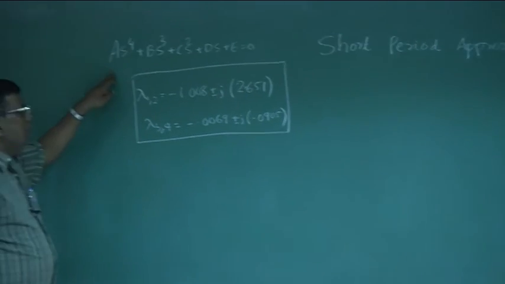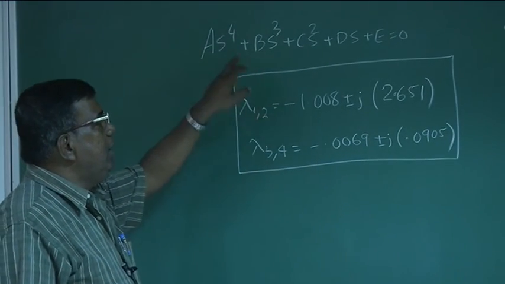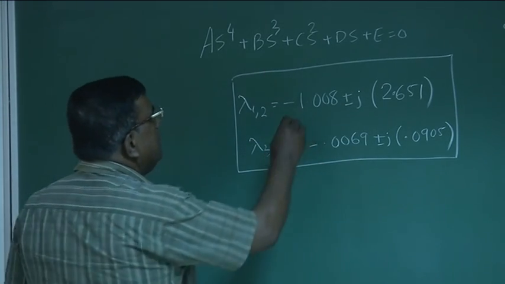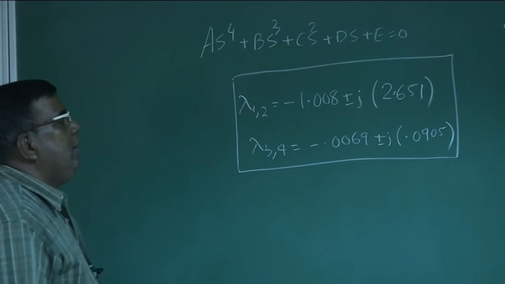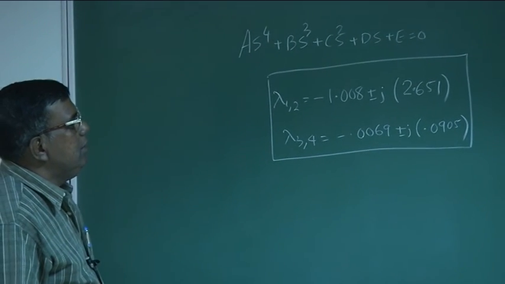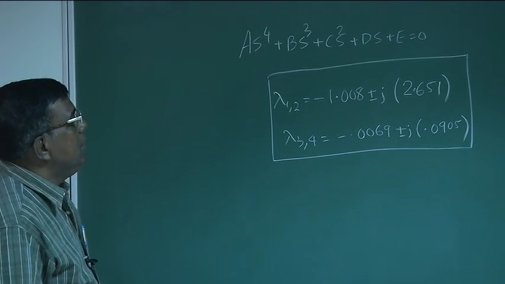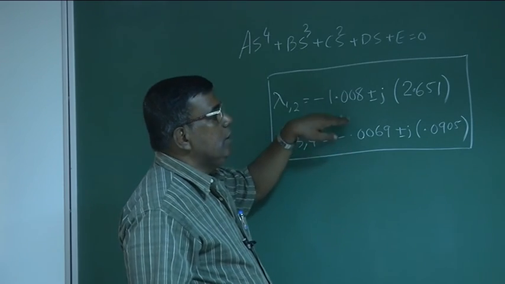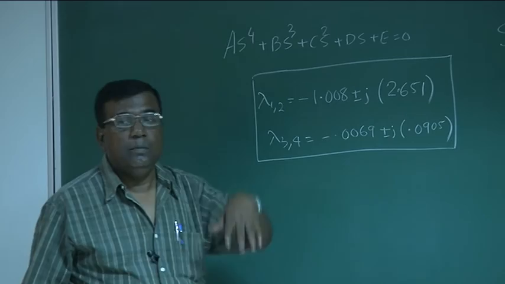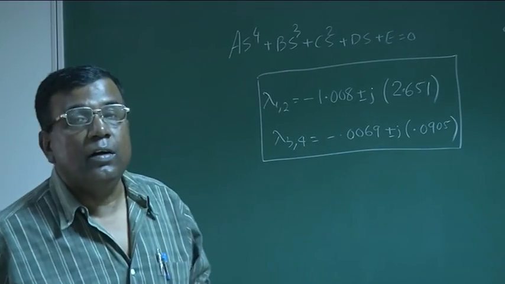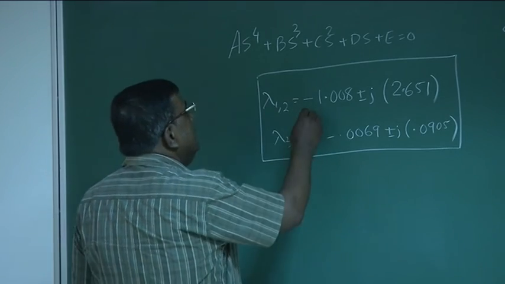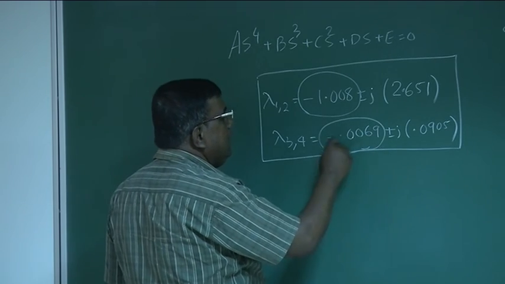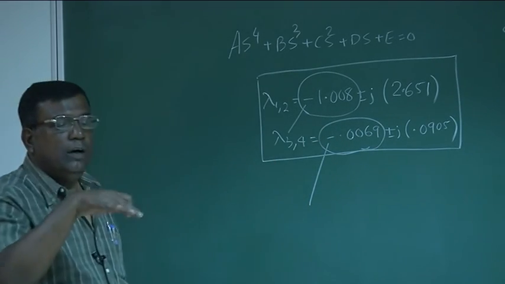And when I solve this numerically, we get a solution for a typical aircraft: λ1, λ2 as -1.008 ± j2.651, and similarly -0.0069 ± j0.0905. What is important to note here is that these roots are complex conjugates, so this is oscillatory motion. And whether this oscillation is going to decay or not, who decides that? That is decided by the real part of the root. And for both pairs, the real part is negative. That means the oscillation will damp out.